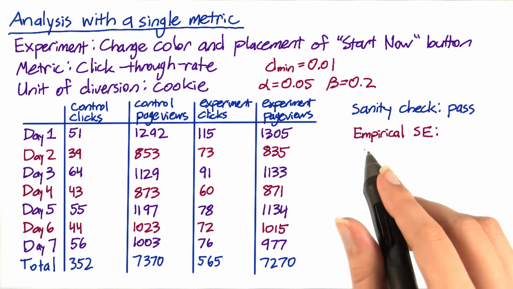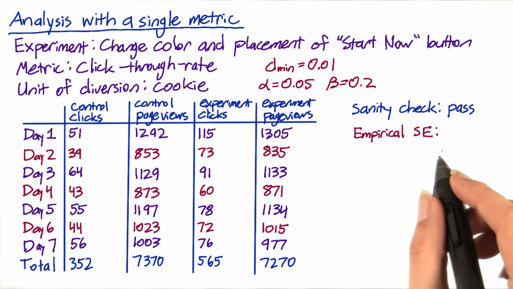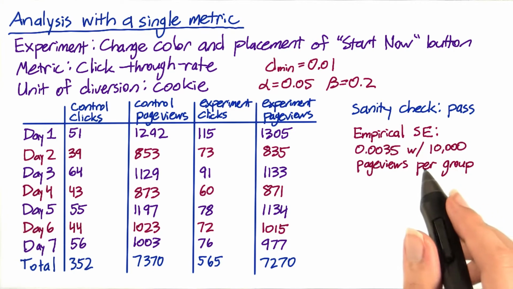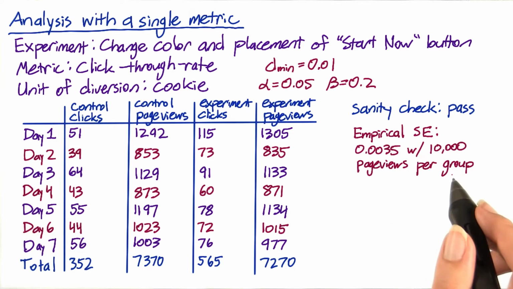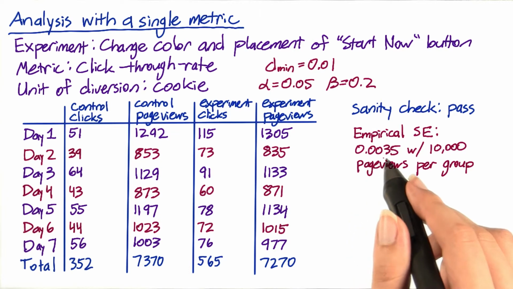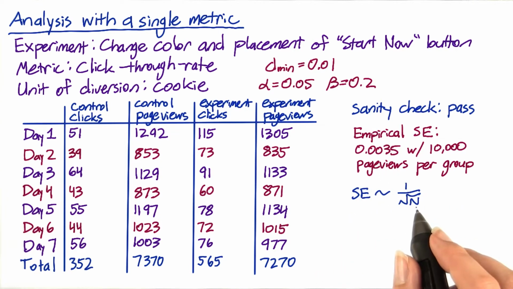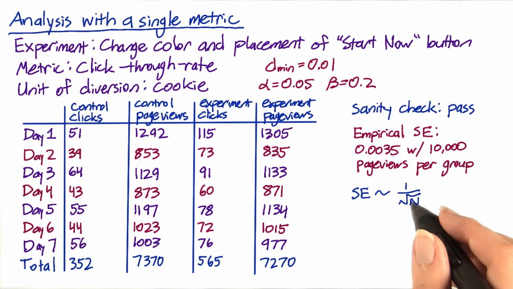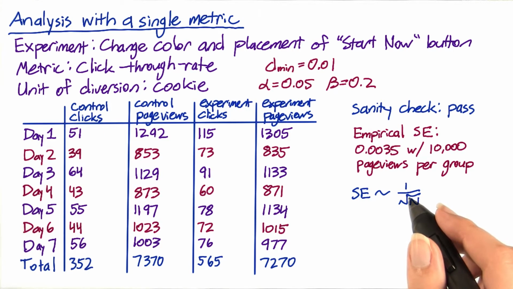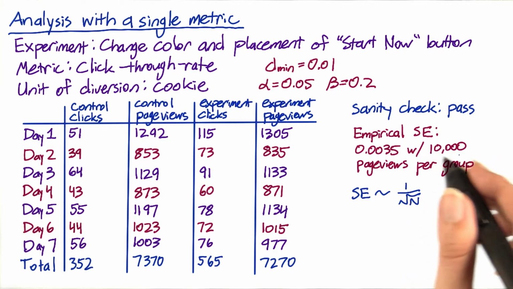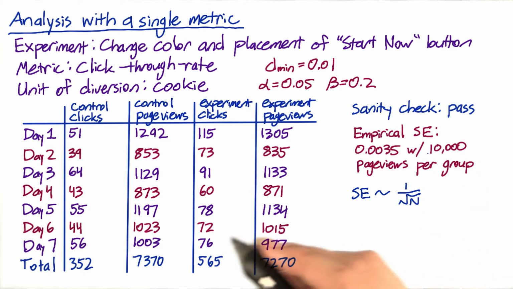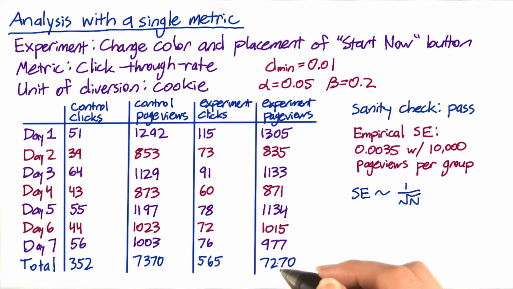In fact, Audacity already calculated the empirical standard error when they decided what size to use for their experiment. With a sample size of 10,000 page views in each group, they had measured the standard error to be 0.0035. As in lesson 4, I can assume that the standard error is proportional to 1 over the square root of n. However, n here was the sample size of one group, which works well if there's the same size in both groups, as in the estimation of the standard error, but in our results, there's not the same number of page views in both groups.